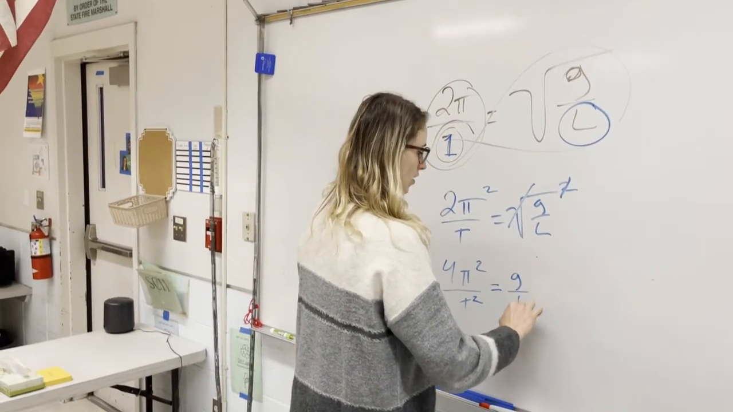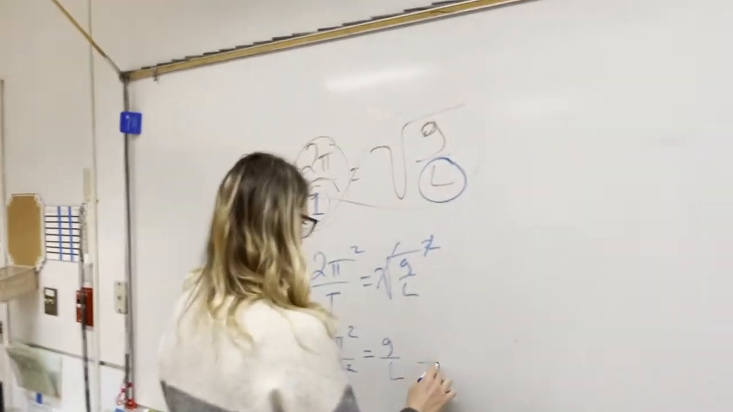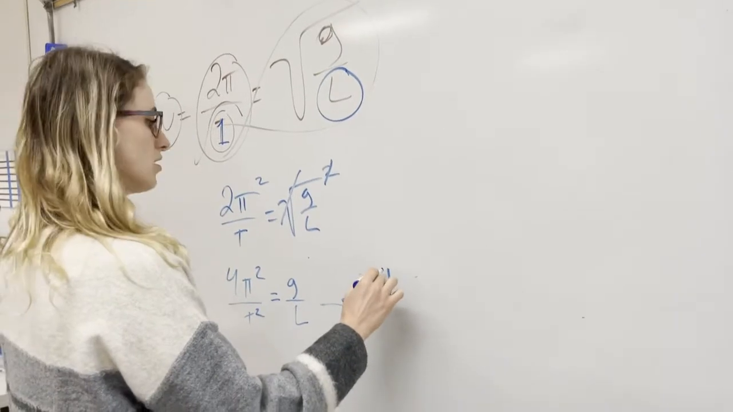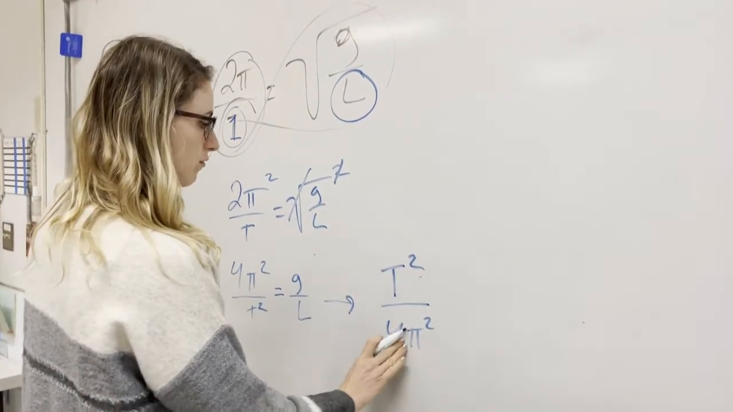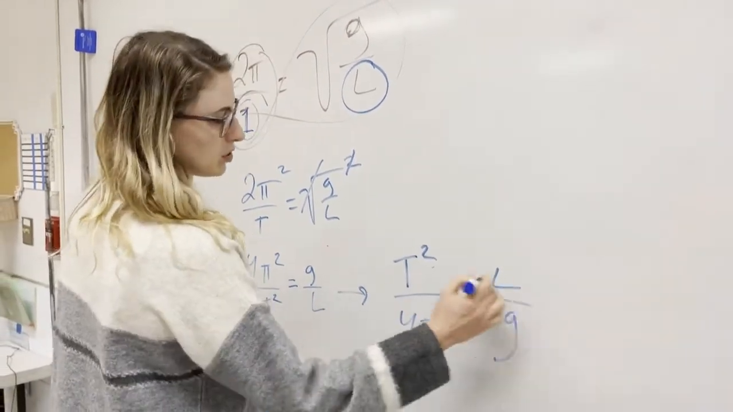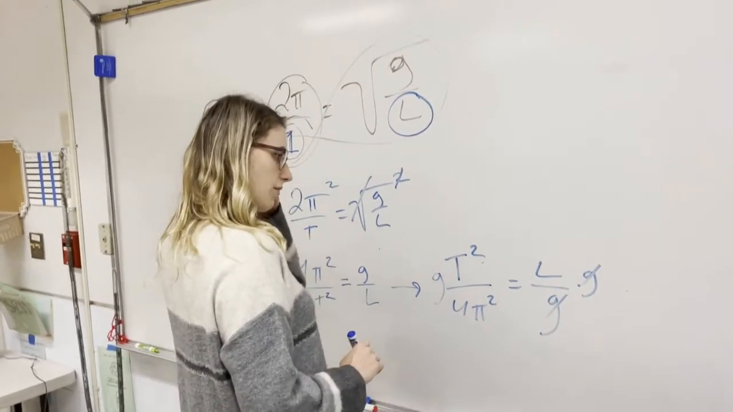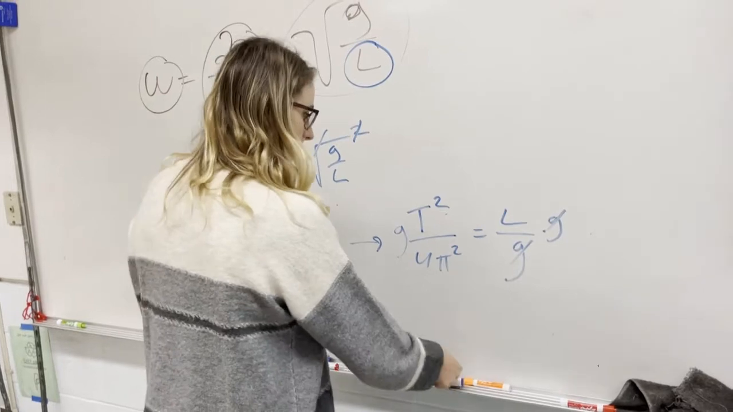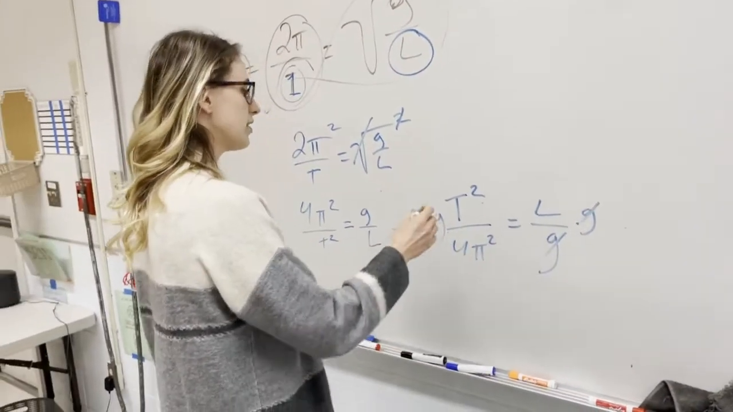Equals g over L, and I'm gonna flip this. I would do exactly the same thing. So T squared over 4 pi squared equals L over g, and then I'm just gonna put the g over here. Okay, multiply by g on both sides. So now that we've got that, let's go ahead and plug in the period. This is 1 second. Yeah, this is gonna be 1.